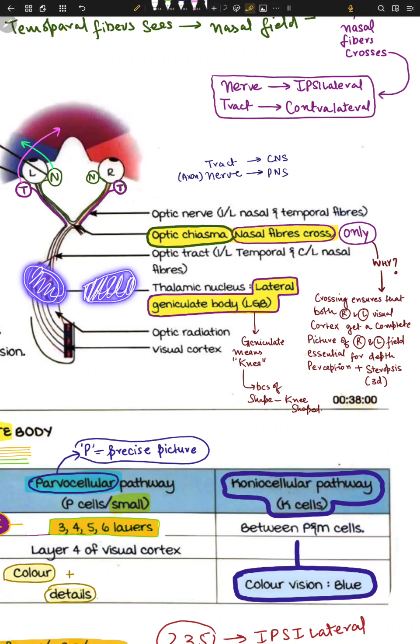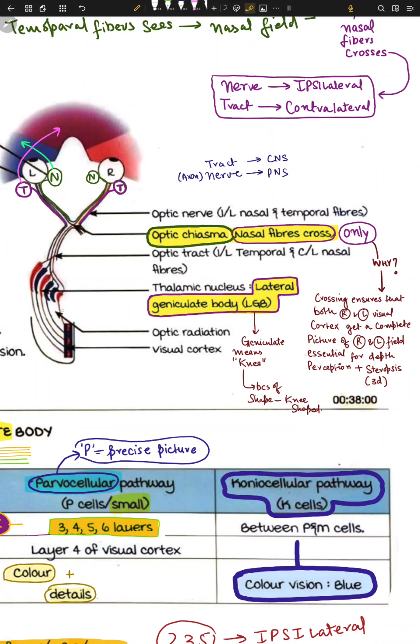The name of this nucleus is lateral geniculate body. The word geniculate means knee, because anatomically this looks like a knee; the shape is knee shape. So they named it lateral geniculate body. If it's named lateral geniculate body, there must be something called medial geniculate body, right? It is there. We will come across this. So this optic tract reaches the LGB.